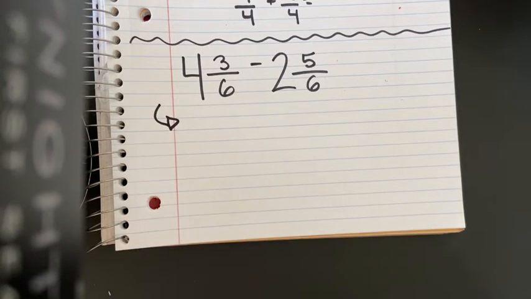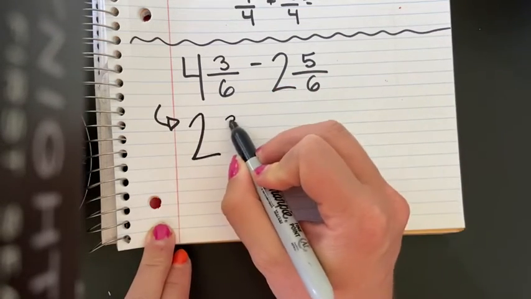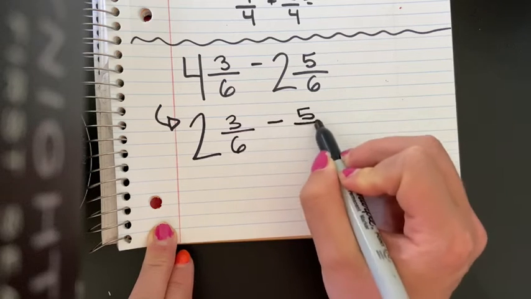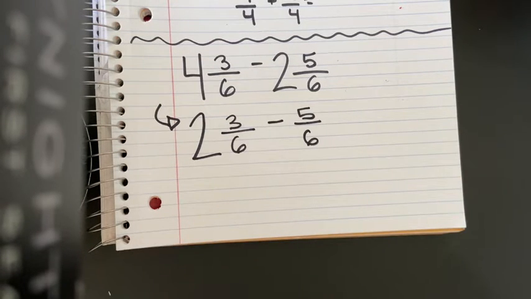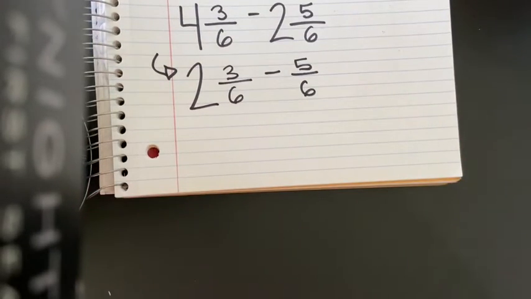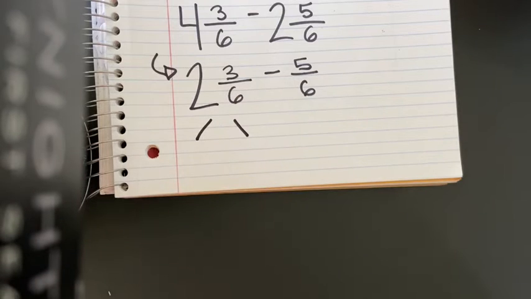4 minus 2 gives me 2, so I'm going to rewrite my subtraction sentence with 2 and 3/6 minus 5/6. And now we're going to follow the same method that we've been working on for the past 3 questions. What we are going to do is break apart this mixed number into 2 pieces. I want to receive a whole number on one side and a mixed number on the other. We're going to turn that mixed number then into an improper fraction to solve.